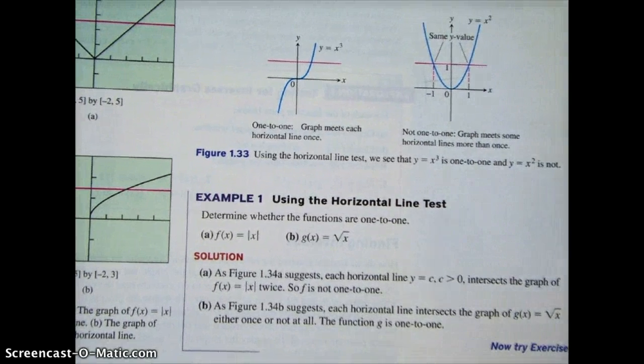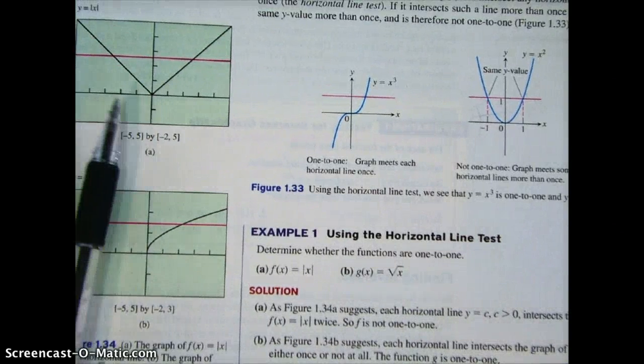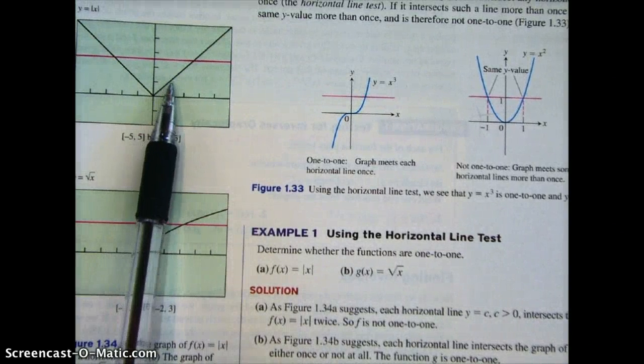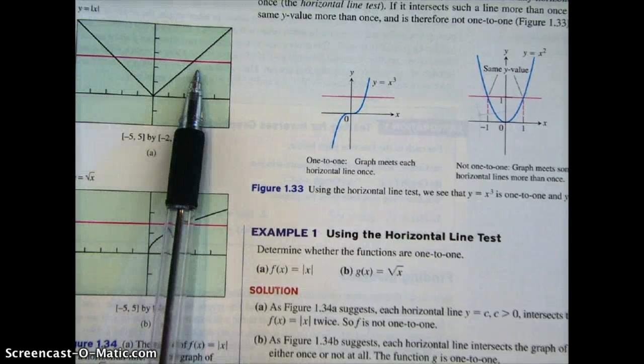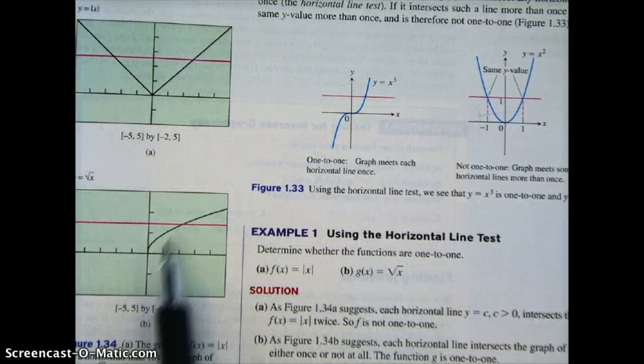And the graphing pictures that you got were probably pretty similar to these ones on the left. The absolute value function is not one-to-one. It fails the horizontal line test. And the graph of the square root of x is one-to-one.